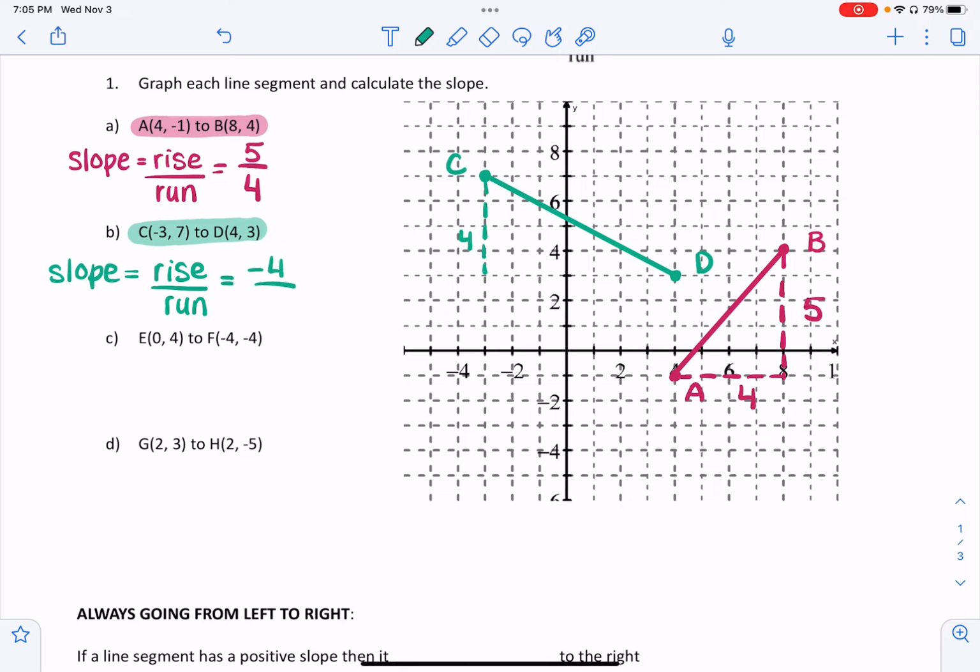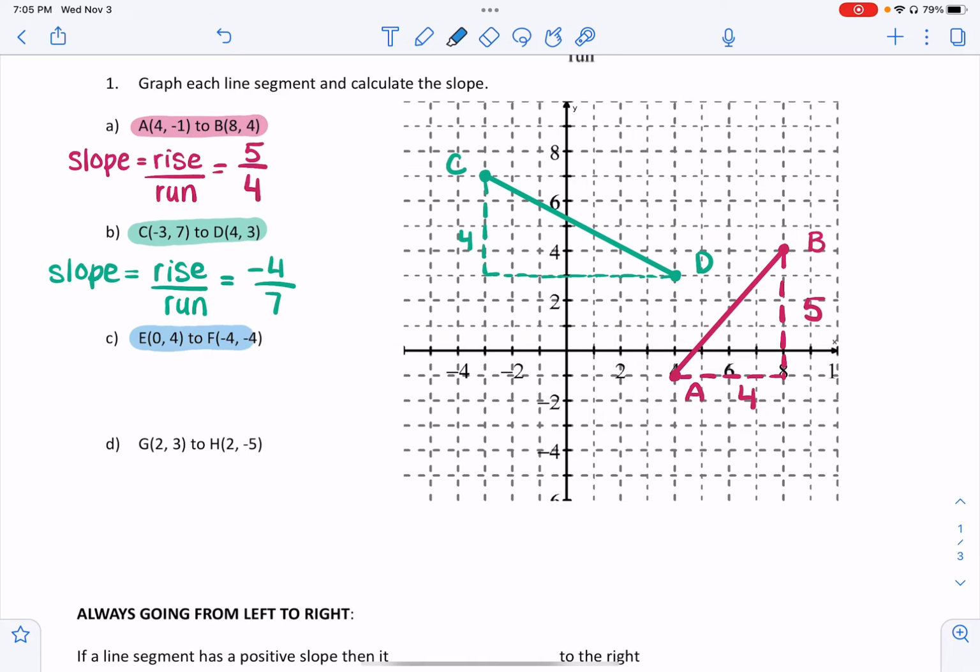Now for my run, I have 1, 2, 3, 4, 5, 6, 7. So my run is 7. Now, if we look here, 4 over 7, that's smaller than 5 over 4. So it makes sense that this line is not as steep as our first line. Let's try another one.